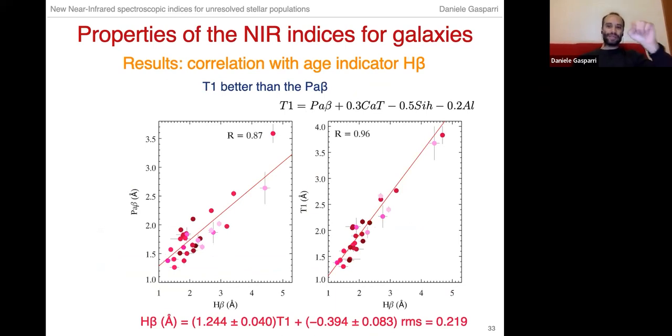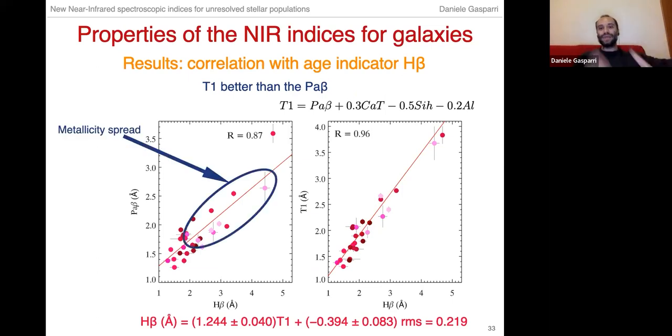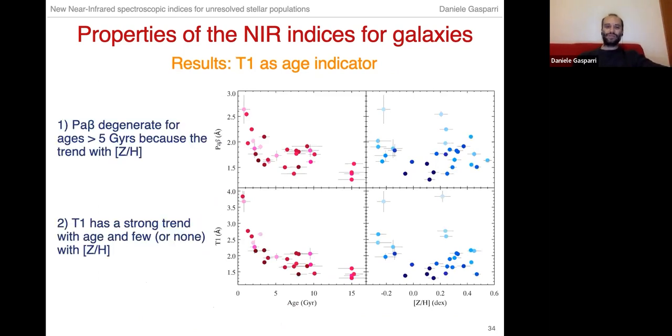Here we have the potential age indicator. Let's see, Paschen beta is not a good age indicator, because the correlation with the age indicator H beta is high, but you can see a separation here in metallicity. So I defined a new index, the T1, made with a combination of near infrared indices to minimize this scattering due to the metallicity and tighten the correlation with the age indicator H beta. So now we have a candidate age indicator. If we correlate the T1 with age in the bottom panel, we see a very clear trend with age. So the T1 index is the strongest age indicator that I found in the near infrared.